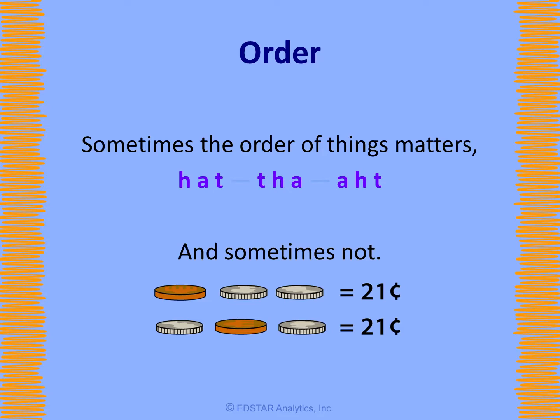Order doesn't matter when you have 2 dimes and a penny. A dime, penny, dime is the same as penny, dime, dime. But with a 3-letter word, the order of the letters matters. And just talk about, have the student come up with other examples of when the order of things doesn't matter versus when the order does matter.